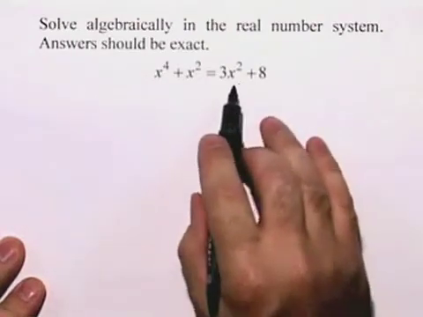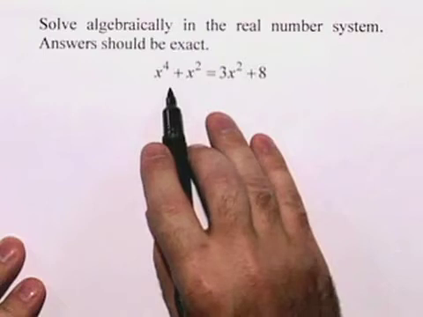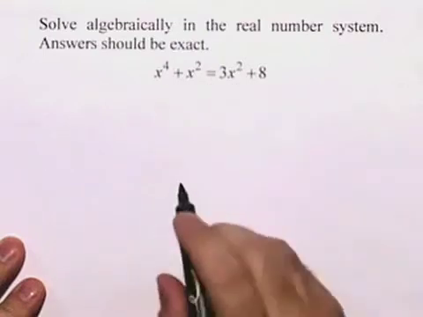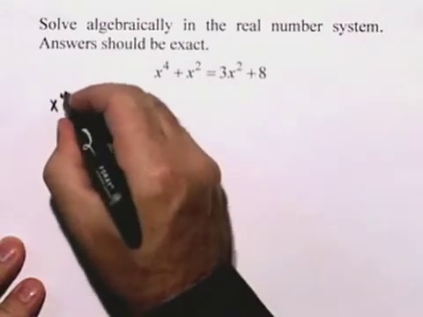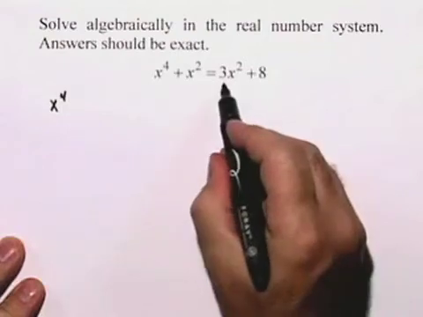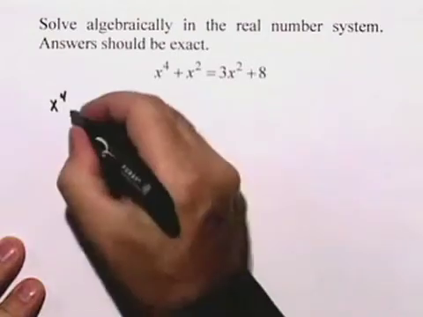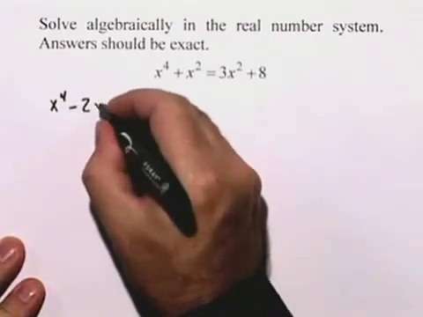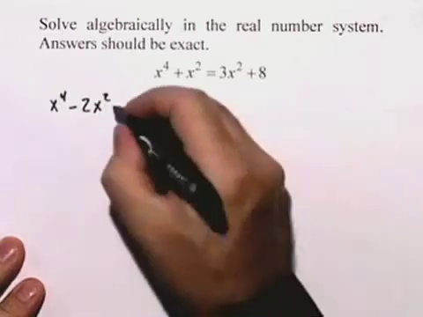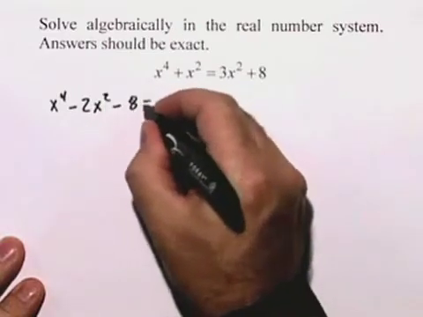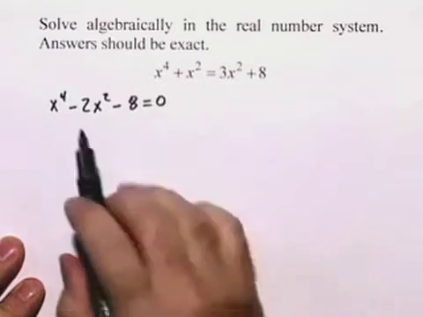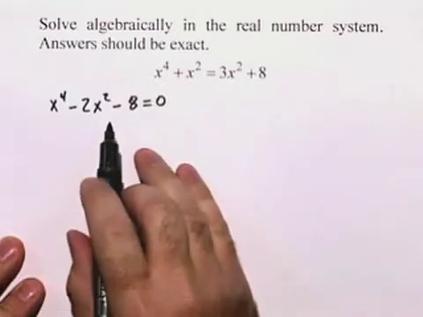We're going to start by moving all the terms to the left side of the equation, so that the right side will be 0. So we'll have x to the fourth. If we subtract 3x squared from both sides, we'll have x squared minus 3x squared, which is minus 2x squared. And we subtract 8, so we'll have minus 8 is equal to 0. And we'll recognize that this is quadratic in form.